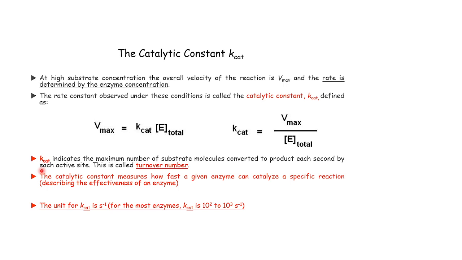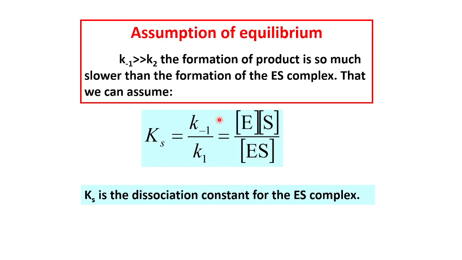So for most enzymes, you would be seeing the value ranging between 100 to 1000 per second. So that is the value of the catalytic constant, and this is the basic idea of what the catalytic constant is and what is the significance of this particular constant.